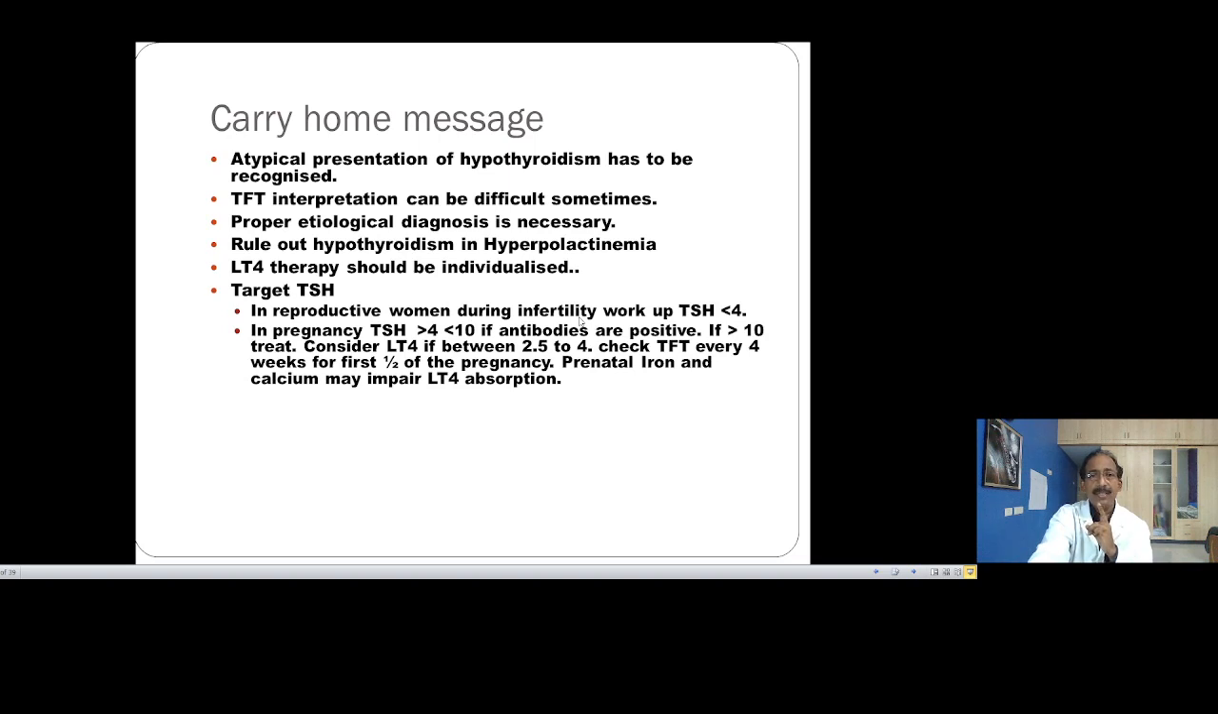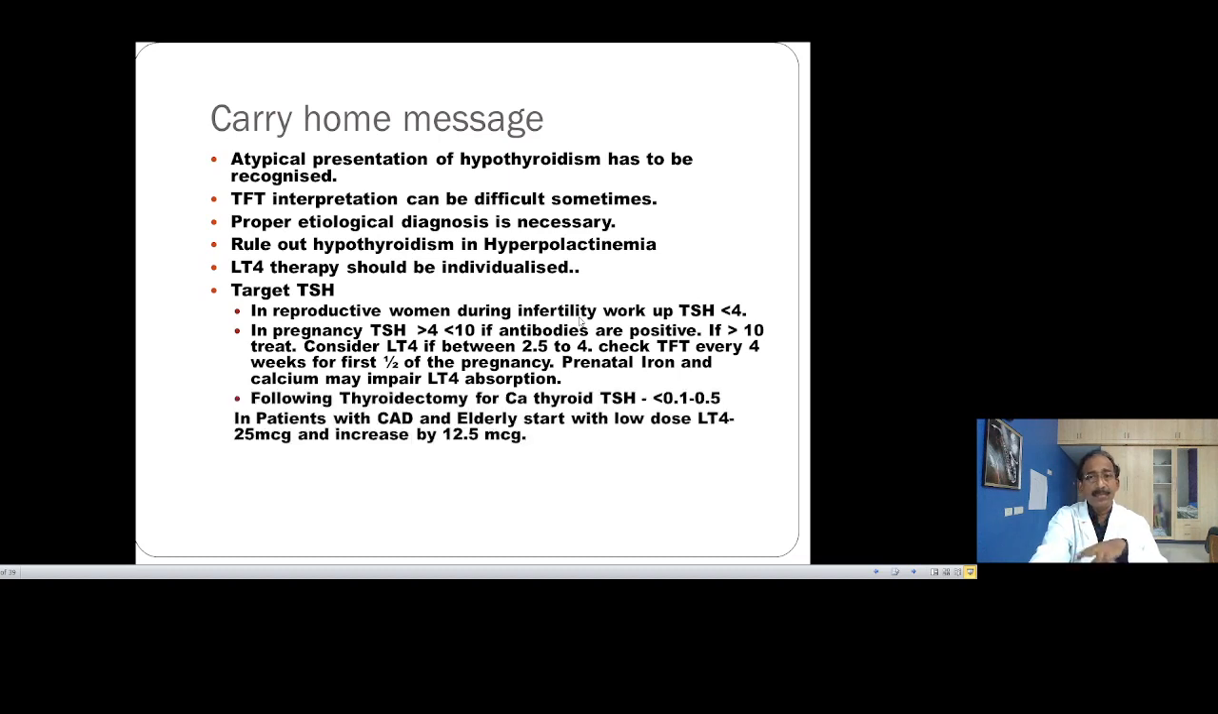Target TSH in reproductive women during infertility workup should always be less than 4. In pregnancy, more than 4 and less than 10, if the antibodies are positive, has to be treated. Consider levothyroxine if it is between 2.5 and 4. Check TFT every 4 weeks for the first half of the pregnancy, that is 5 months. Prenatal iron and calcium may impair LT4 absorption, especially if given at the same time.